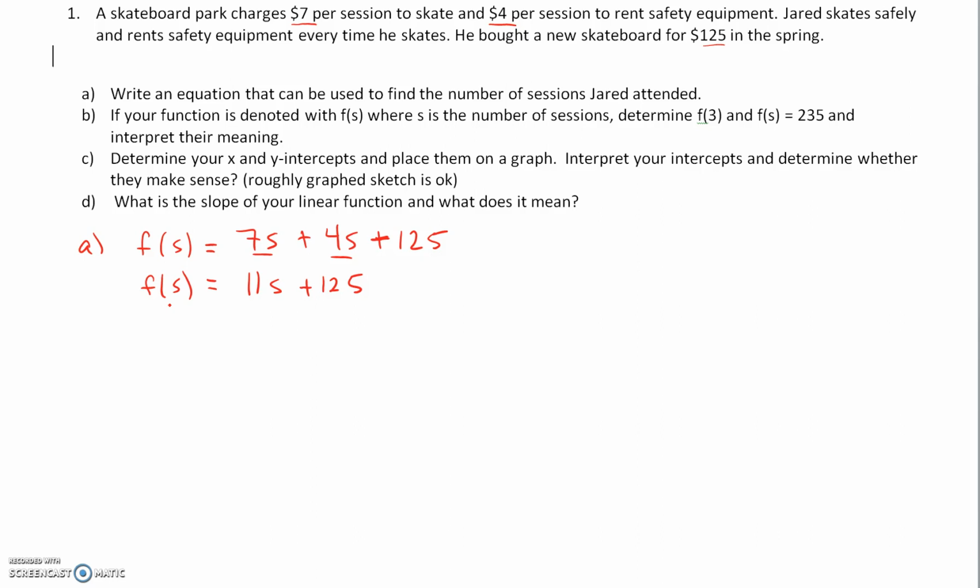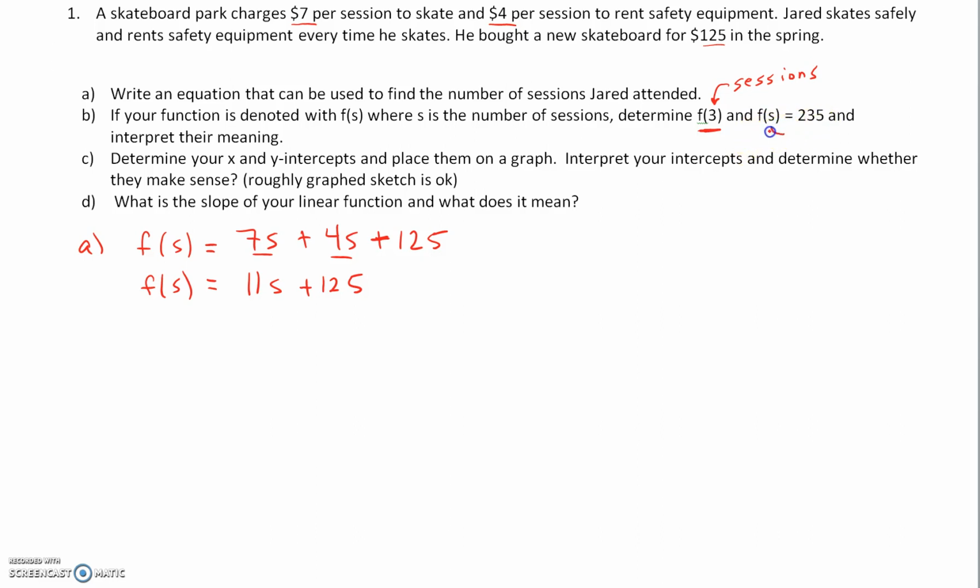Alright, and there's our equation that represents the amount of money that he spent after a certain number of sessions. Part B, if your function is denoted with f of s, which we've already done, where s is the number of sessions, determine f of 3. Where 3 represents s, the number of sessions. So if we have 3 sessions, how much is it going to cost him? That's what it's asking.